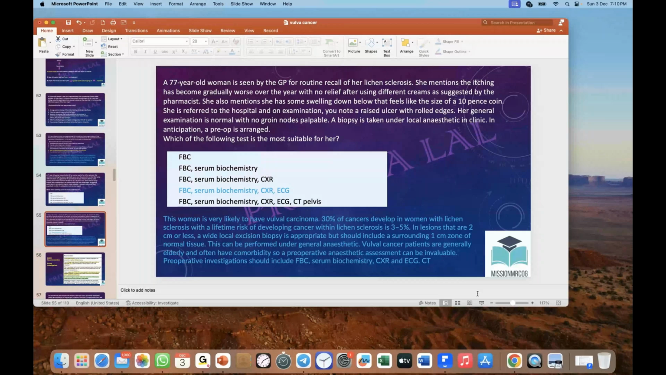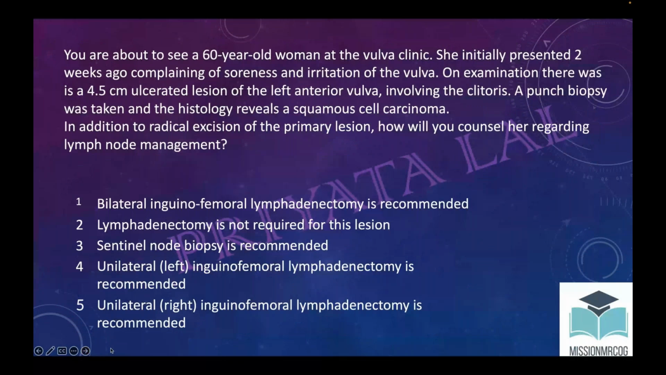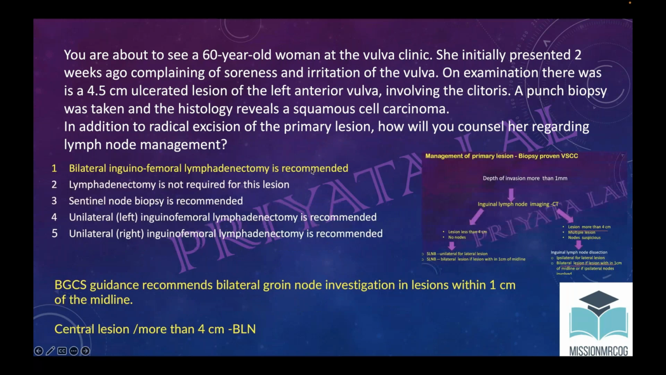Okay, you see a 60-year-old woman at Vulva Clinic. She initially presented 2 weeks ago with soreness and irritation of the vulva. On examination, there is a 4.5 centimeter lesion on the left anterior vulva involving the clitoris. Punch biopsy was taken. There is a squamous cell carcinoma. So, how would you counsel for lymph node management? Bilateral inguinofemoral, ma'am. First option. Why? Because it's involving the clitoris. Yes, central lesion and more than 4 centimeter. So ideally, bilateral lymphadenectomy should be recommended.